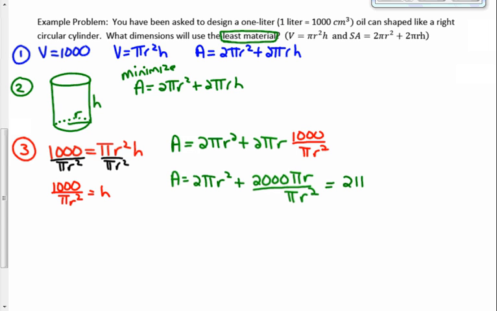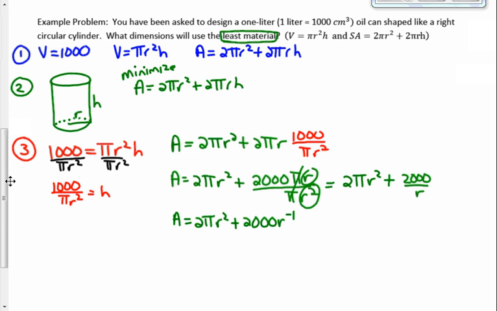So that's the same as 2 pi r squared plus, let's see, my pi's simplify. An r on the top and my r's on the bottom simplify so that I have 2,000 divided by r. And lastly, what I want to do is write this in calculus-friendly terms. So 2 pi r squared plus 2,000 r to the negative first power. So that's my step 3.5.